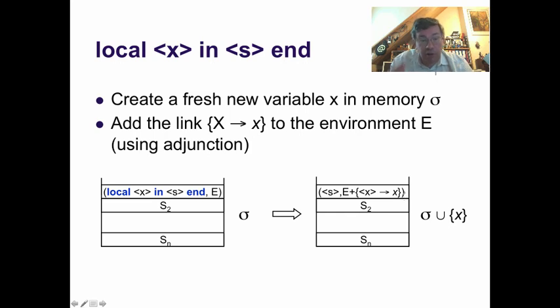Okay, let's now look at the local instruction. This one is interesting because it does calculations with memory and with the environment. It will create a new variable in memory. It will also add a link to an environment. So here on the left, we have the local instruction on the top of the input semantic stack, local x in S with environment E. What it will do, it will pop this instruction. It will push S on the semantic stack for the output with an environment E, to which we have added a link with x going to little x, where little x is a variable we've added in the memory. So it extends the environment and extends the memory.